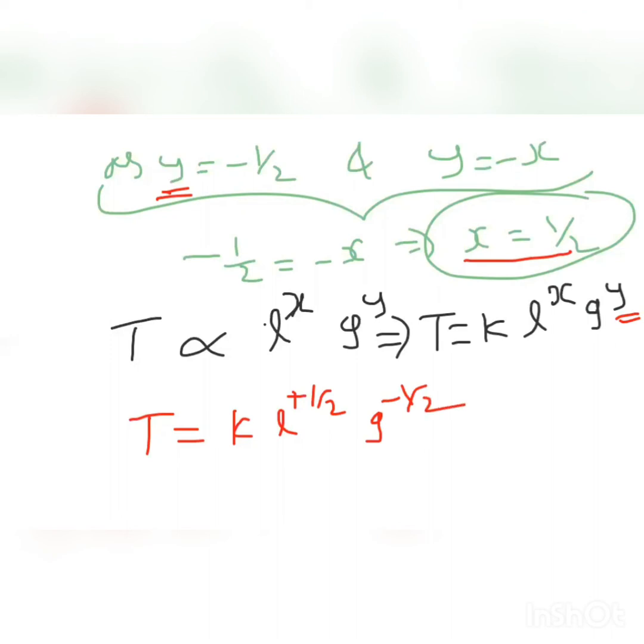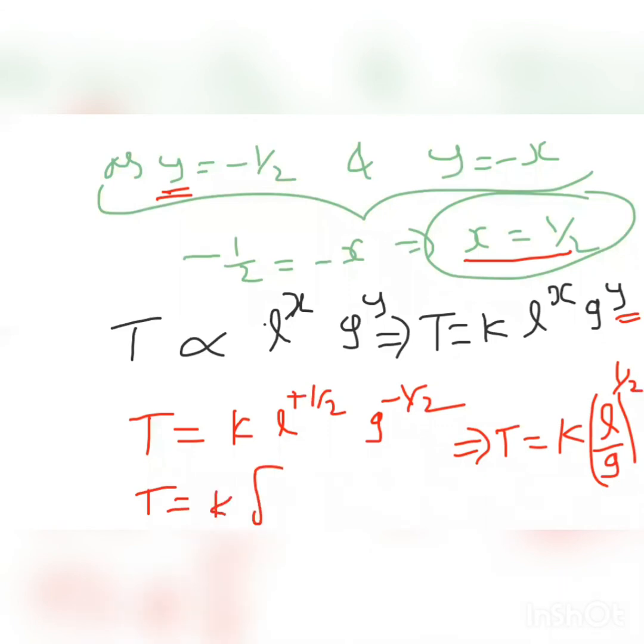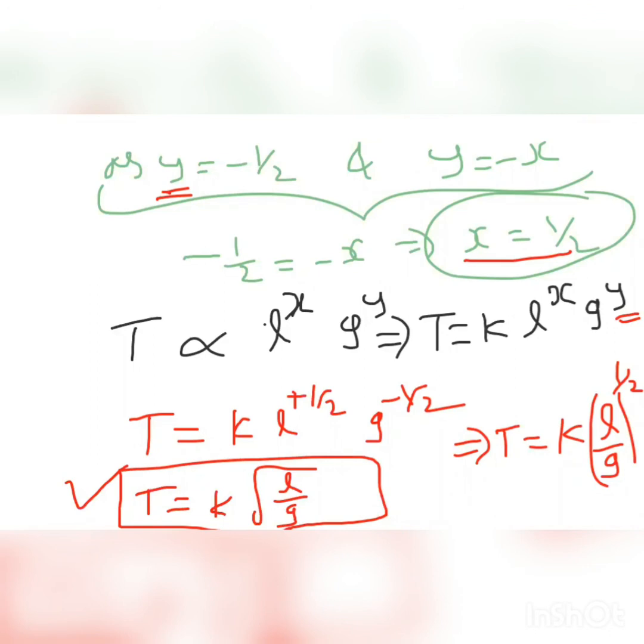From this information, clearly I can write T equal to K into L by G whole power 1 by 2, or T equal to K into root over L by G. This K value we will get from experiment. We can't explain the constant we are getting, but we can get the relation between the physical quantities like this: T is equal to K root L by G. This is how to handle the relation between physical quantities.